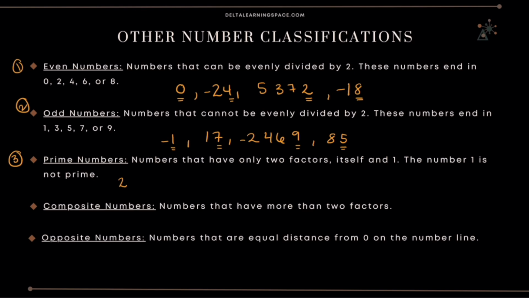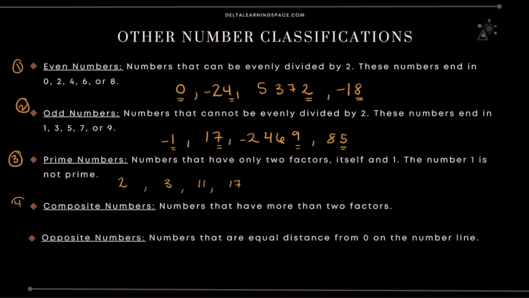Any even number that is larger than 2 will not be prime because we know from above that even numbers can be divided by 2, so it should have more than those 2 factors of itself and 1. A few other examples will be 3, 11, and 17. And while there are more prime numbers than these 4, these are just a few examples.